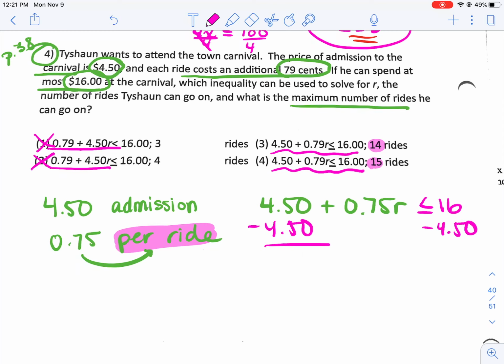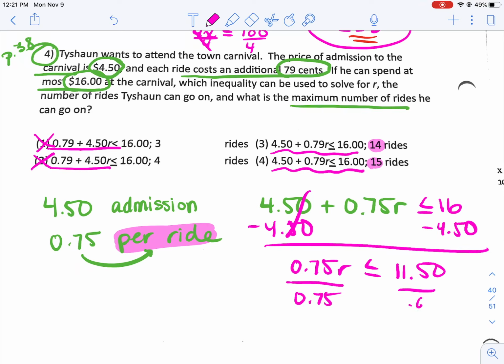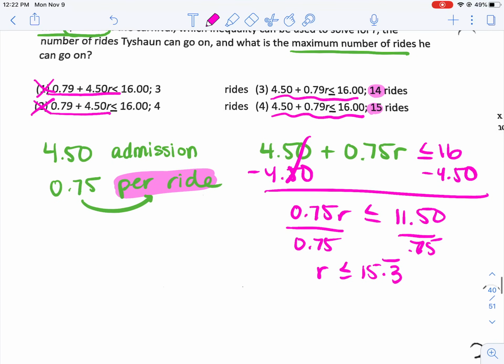So let's take away 4.5 on both sides. So I'm going to do 16 minus 4.5. So that's 11.5. Divide by 0.79. So that means R is less than or equal to 15.3 repeating. So what does that mean? Well, it means that Tyshawn could pay for up to what's a little bit less than 15.3, which is going to be 15 rides. So our choice should be choice 4 here.